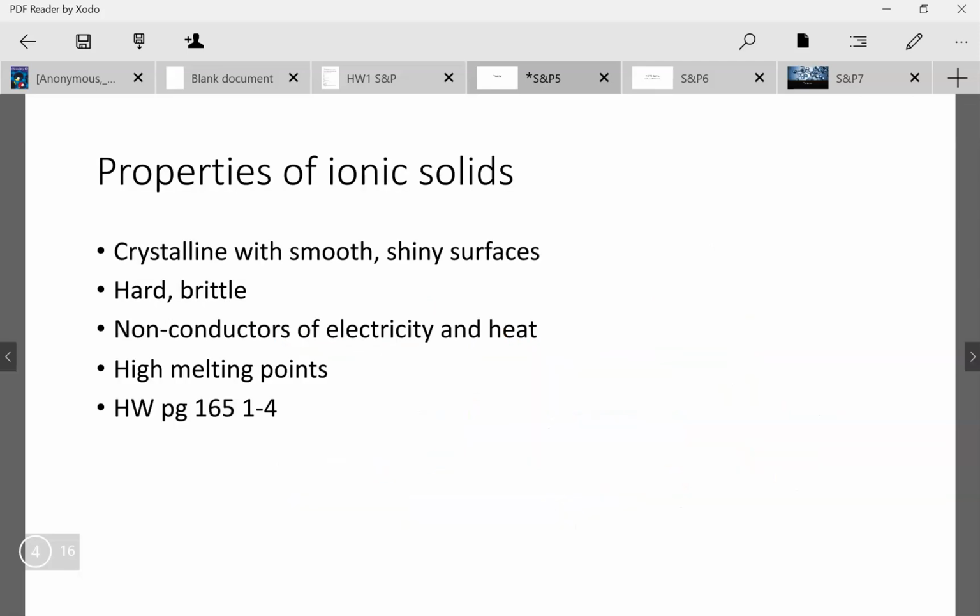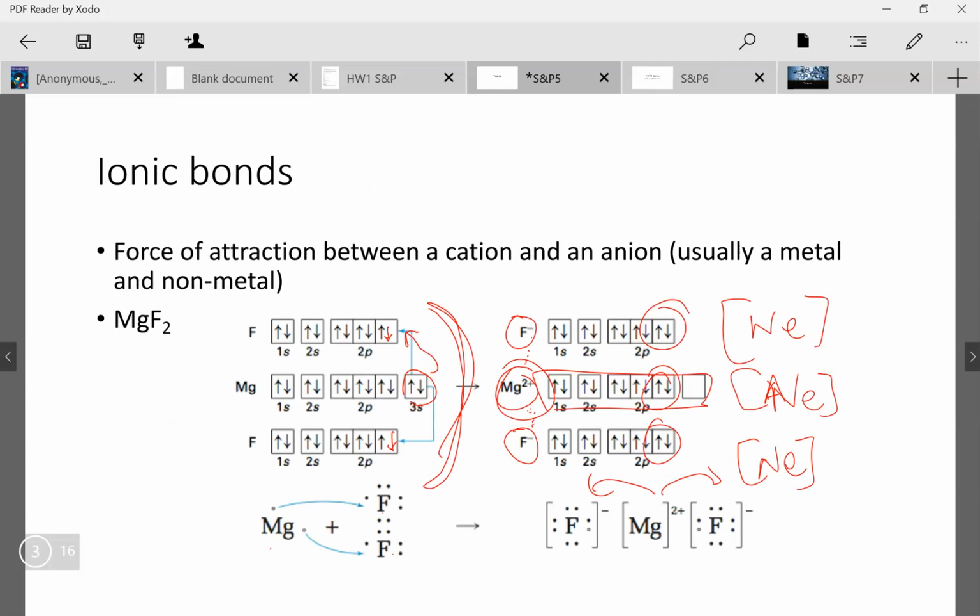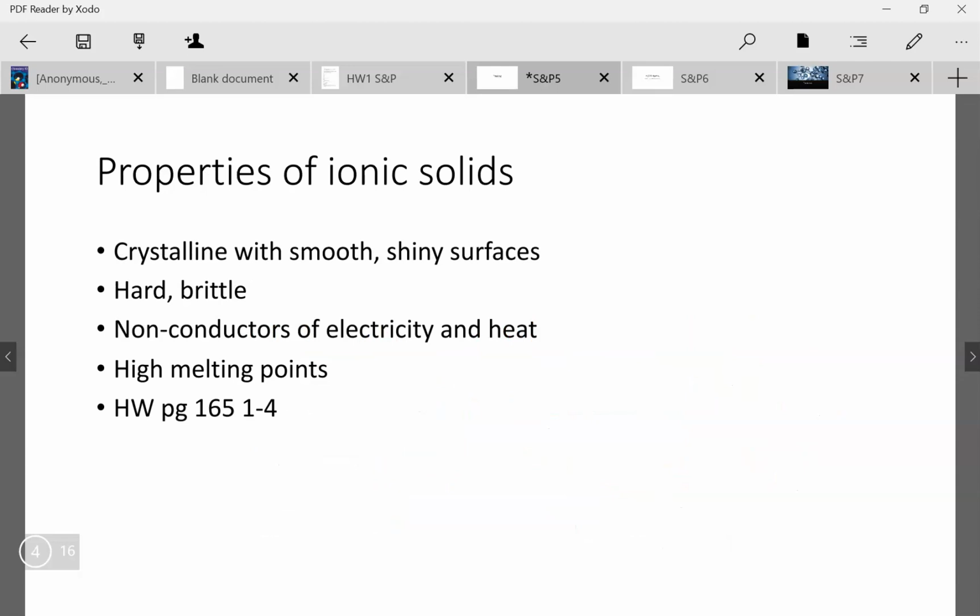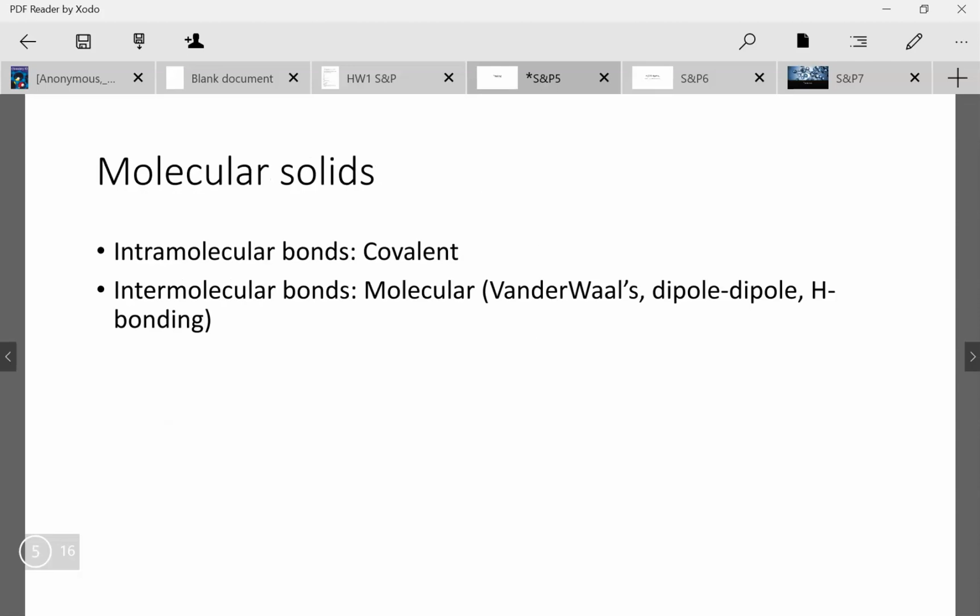So ionic solids are crystalline, with smooth, shiny surfaces. They're hard and brittle. They're not conductors of electricity and heat because they don't have any free electrons. The F− ions are tightly holding on to these electrons, and they're not free to roam around and conduct electricity. They have high melting points because the bonds that are formed between them are fairly strong. They're of a strong level.